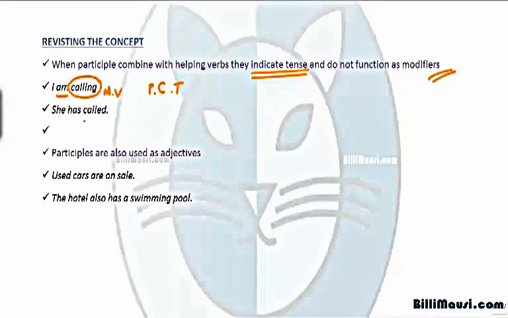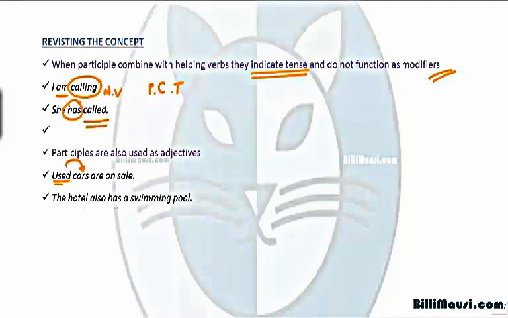She has called. Again, the participle here, called, is assisted with has, which is the helping verb. So she has called is also letting us know about the tense of the sentence. Participles are also used as adjectives, which we have already done actually. So let's see. Used cars are on sale. So used is modifying, or qualifying, cars. What kind of cars? Used cars.